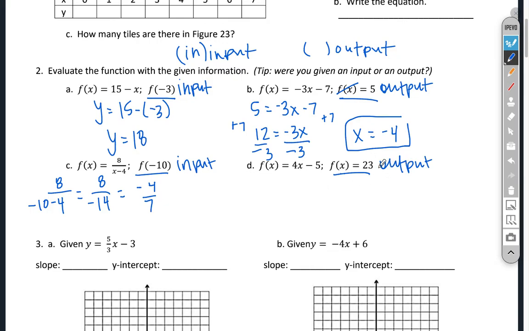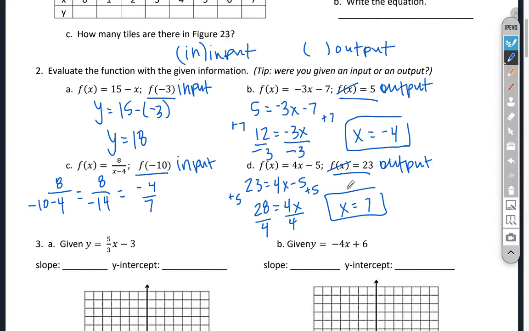All right, and then D, we've got f of x equals 23. This is an output. We're replacing f of x. So we have 23 equals 4x minus 5. We're going to add 5 to both sides. We'll get 28 equals 4x. We want to isolate that x, so we divide by 4. And then we get x equals 7.